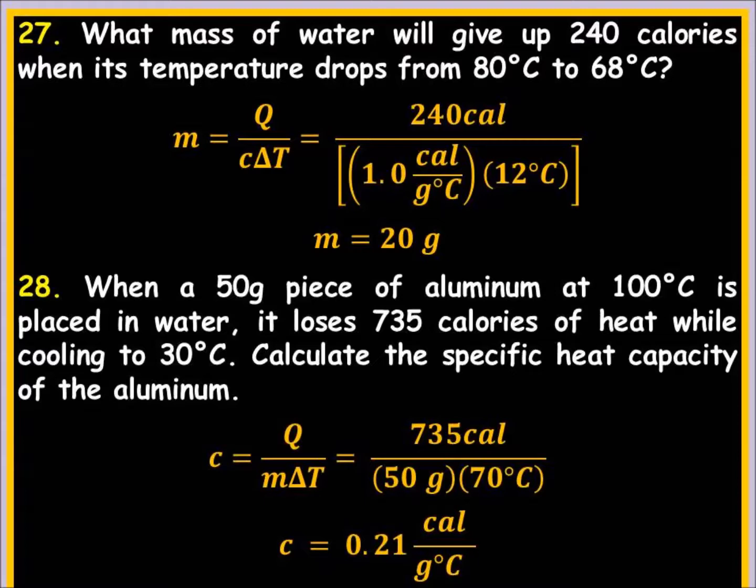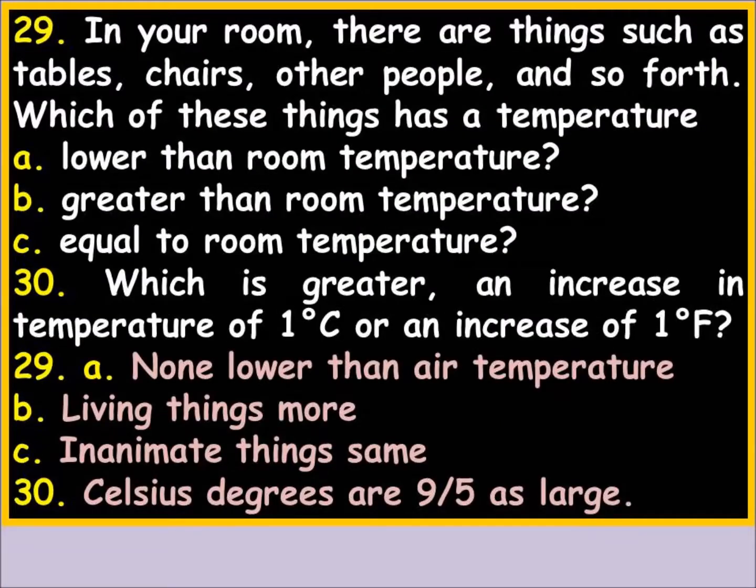Okay, so these are very simple problems. We'll get a little bit more complicated as we get a little bit later on. Okay, in your room there are things such as tables, chairs, people, and so forth. So which of these things has a temperature lower than the room temperature, greater than the room temperature, equal to the room temperature?